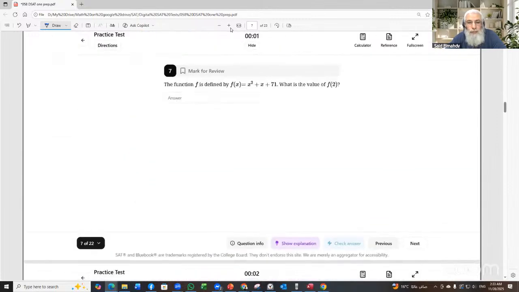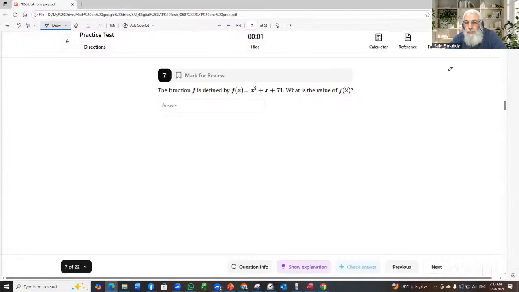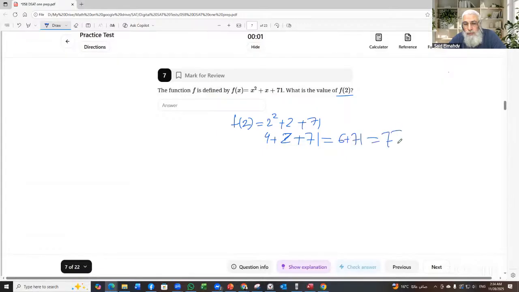The function f is defined by f of x equals x squared plus x plus 71. What is the value of f of 2? For f of 2, x is equal to 2, so 2 squared, which is 4, plus 2 plus 71. So this is 6 plus 71, which is 77. So the answer is 77.